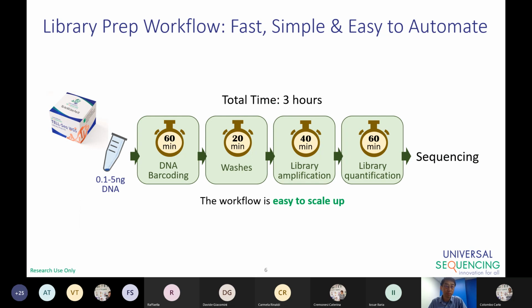The whole process is pretty streamlined. It takes just over 3 hours, starting from genomic DNA and all the way including the library quantification, and then it's ready for sequencing. Again, as mentioned, it depends on the genome size. Our input requirement is anywhere from 0.1 nanogram to 5 nanogram. For bacteria, 0.1 to 0.5 nanogram is enough, and for human, we use close to 5 nanogram.